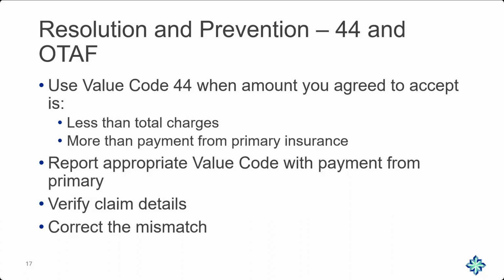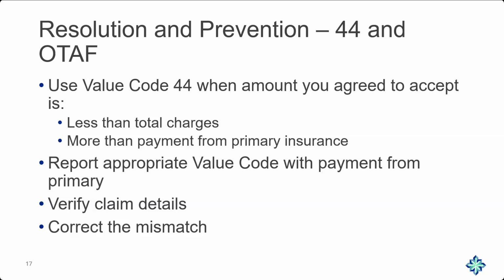These are all things that we've seen, and they don't fit the criteria for using that value code 44. Now, the value code 44 should be submitted on MSP claims when the amount you agreed to accept is less than the charges and higher than the payment received from the primary insurance company. To determine the value code 44 amount, you're going to subtract any contractual obligations from the primary explanation of benefits from the billed amount. This is what Medicare is going to use to determine the secondary payment. So it's very important that it's accurate.